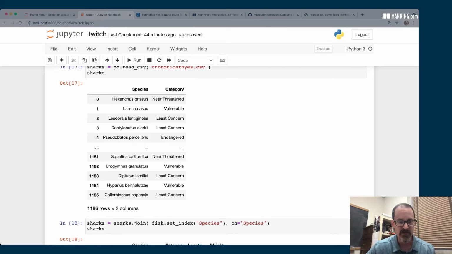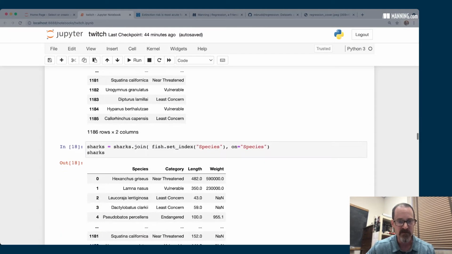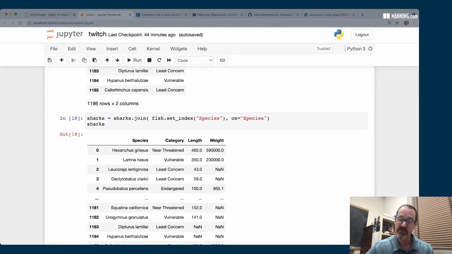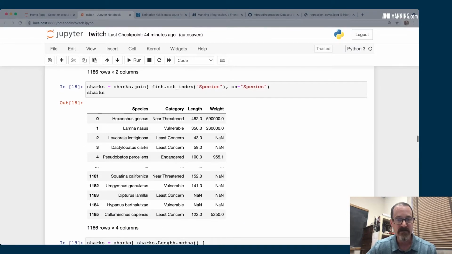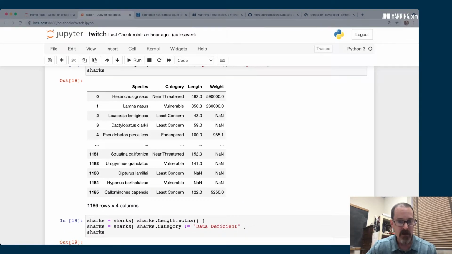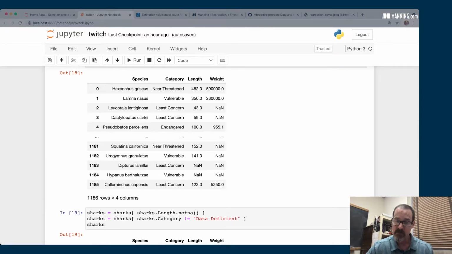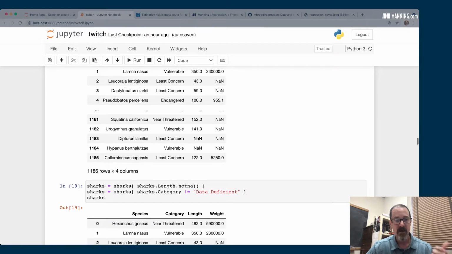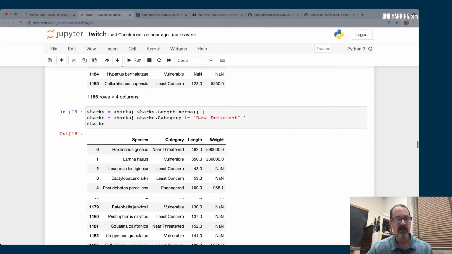So we'll take sharks and join it with the fish data set, get our lengths and weights in there. Now for these cartilaginous fish, we have the species, the extinction risk category, the length and the weight. Notice that some of the weights are missing, and we have to fix that first. I'm going to get rid of the ones with missing lengths, because our model is for imputing the weights. And get rid of the ones for which the category is data deficient. And now we have the data set we're going to work with.